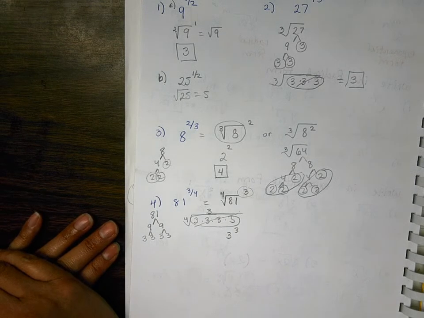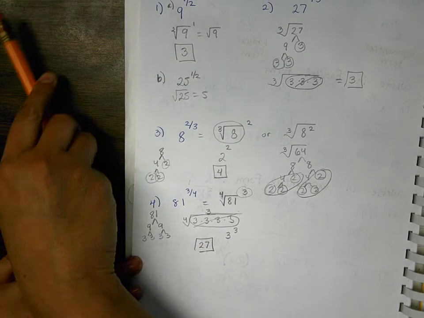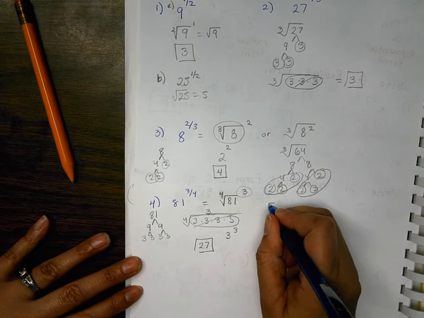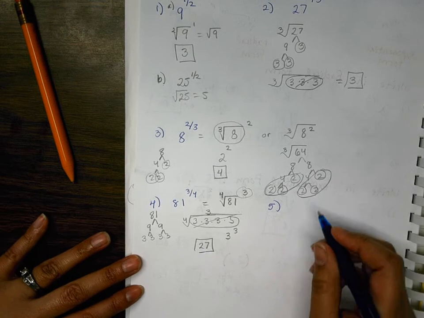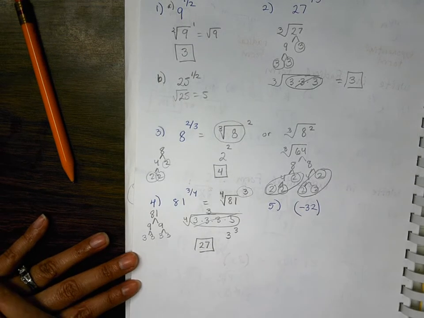And 3 to the 3rd is 3 times 3, which is 9. And 9 times 3 is 27. Number 5. Did I go too fast on that one? Nope, you're good. We're good?